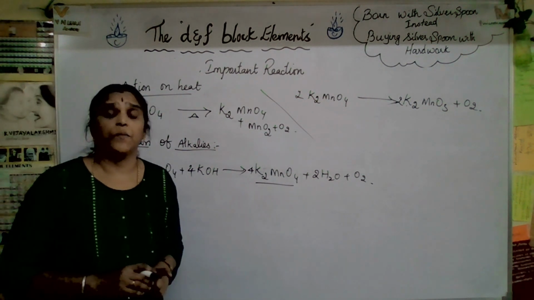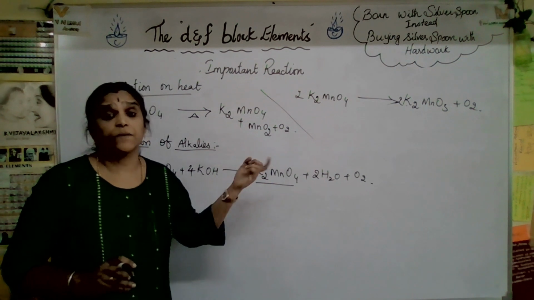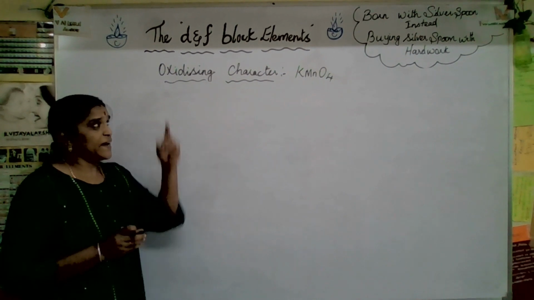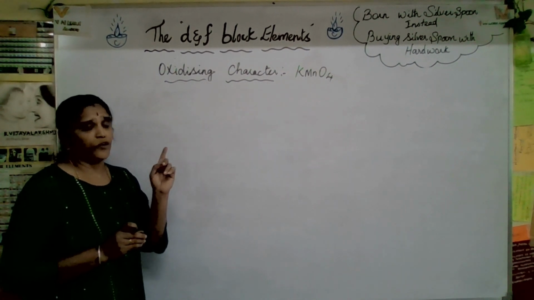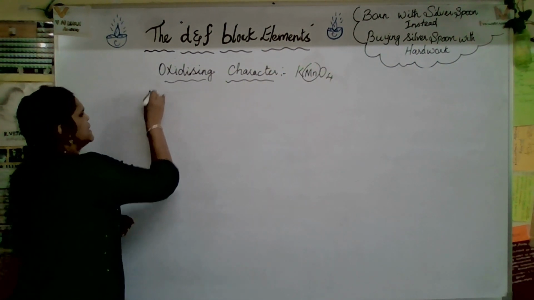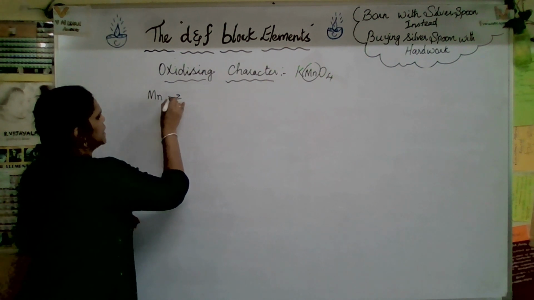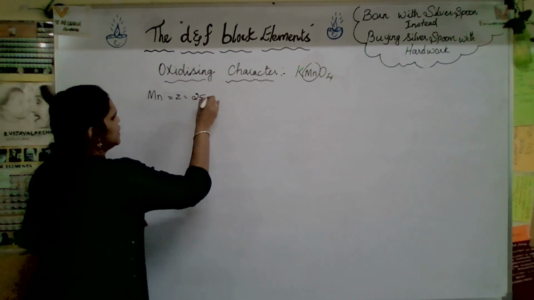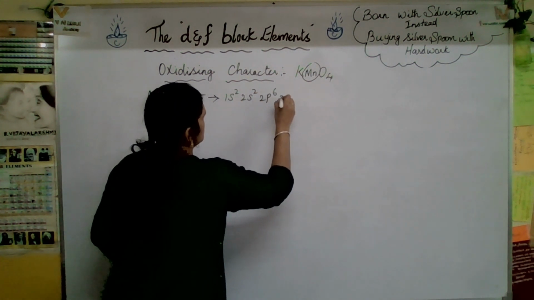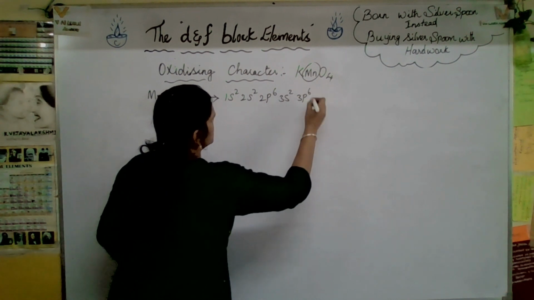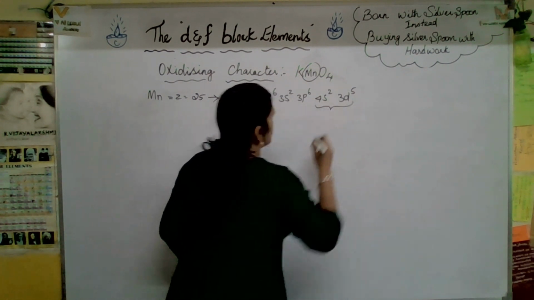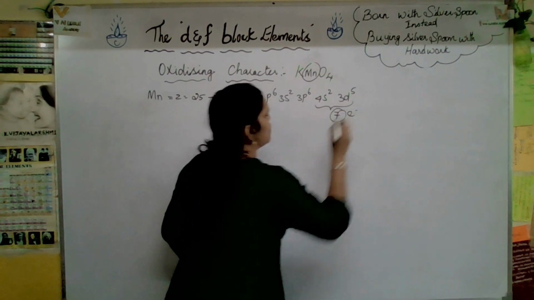Now another more important point, which is the oxidizing property, which is very very important. Let us go for the oxidizing character of KMnO4. This manganese is the main point we have to consider. Manganese has atomic number 25. Electronic configuration 1s2, 2s2, 2p6, 3s2, 3p6, 4s2, 3d5. In the outermost orbitals, 7 electrons are available.